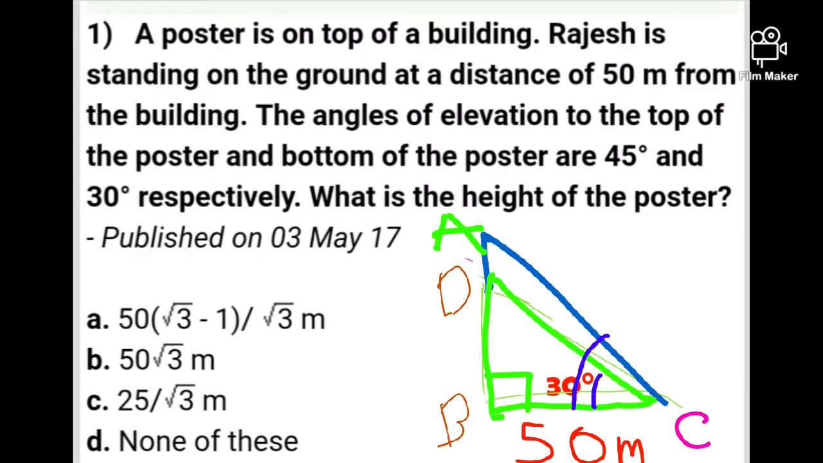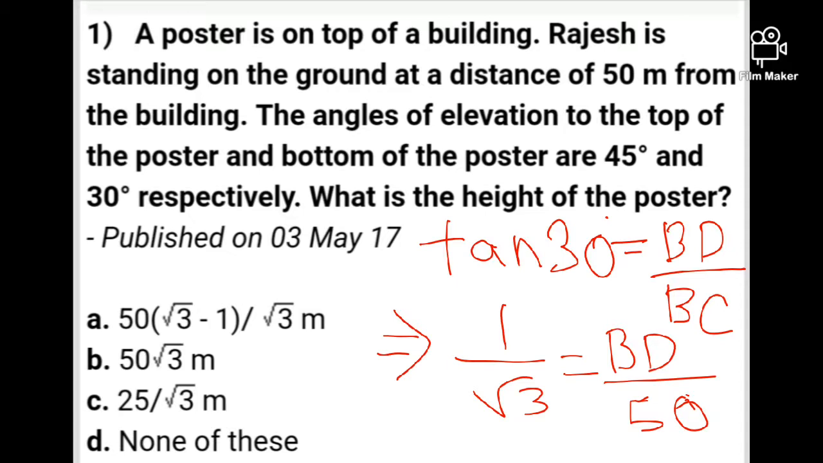So here Rajesh is standing at position C and the building is DB and the poster which is present is at a height of AD. We have to find the height of the poster, where it is given that angle BCD is 30 degree and angle BCA is 45 degree. So let's solve the question. So here we can see that BC is 50 meter, since it is given that the distance between the base of the building and Rajesh is 50 meter.